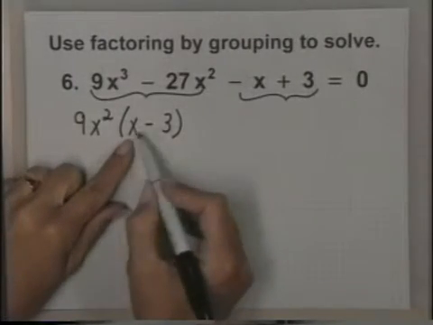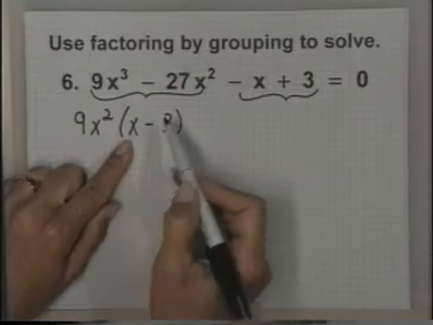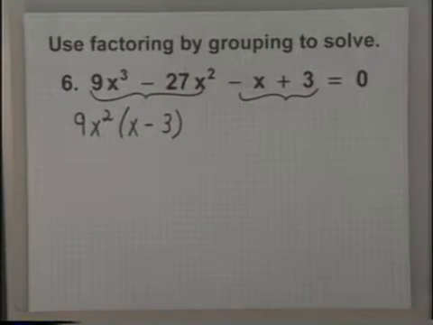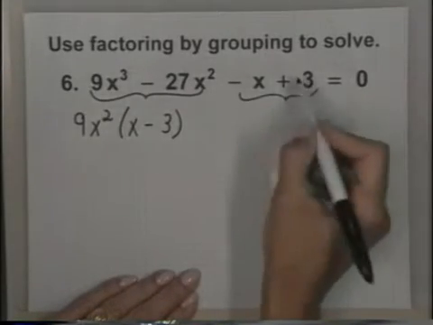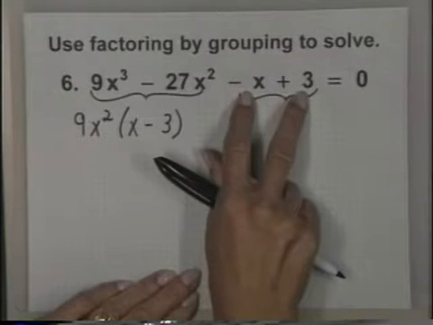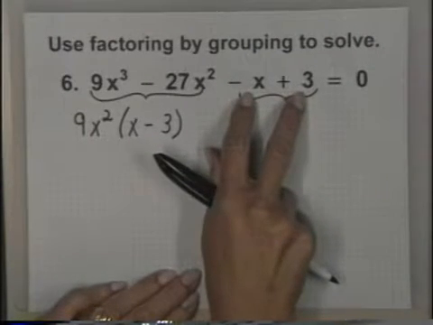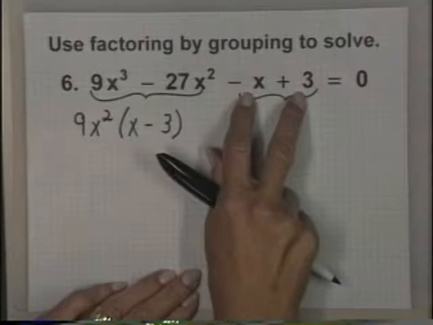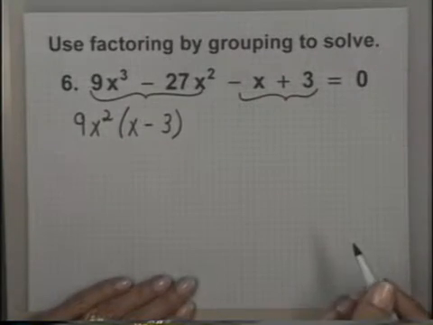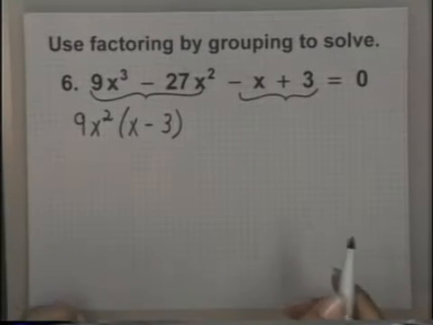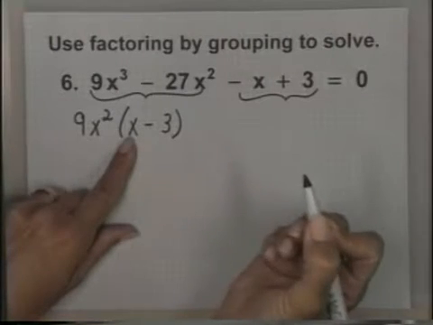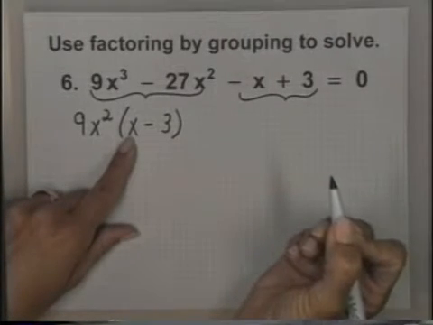Now remember, if this is the binomial factor I get from common factoring these first 2 terms, that's the same binomial factor I want when I common factor these second 2 terms. Look at these 2 terms. The only common factor would be a positive 1 or a negative 1. So I need to decide whether to factor out a positive 1 or a negative 1. And notice what I want left. I want x minus 3 as my common binomial factor.